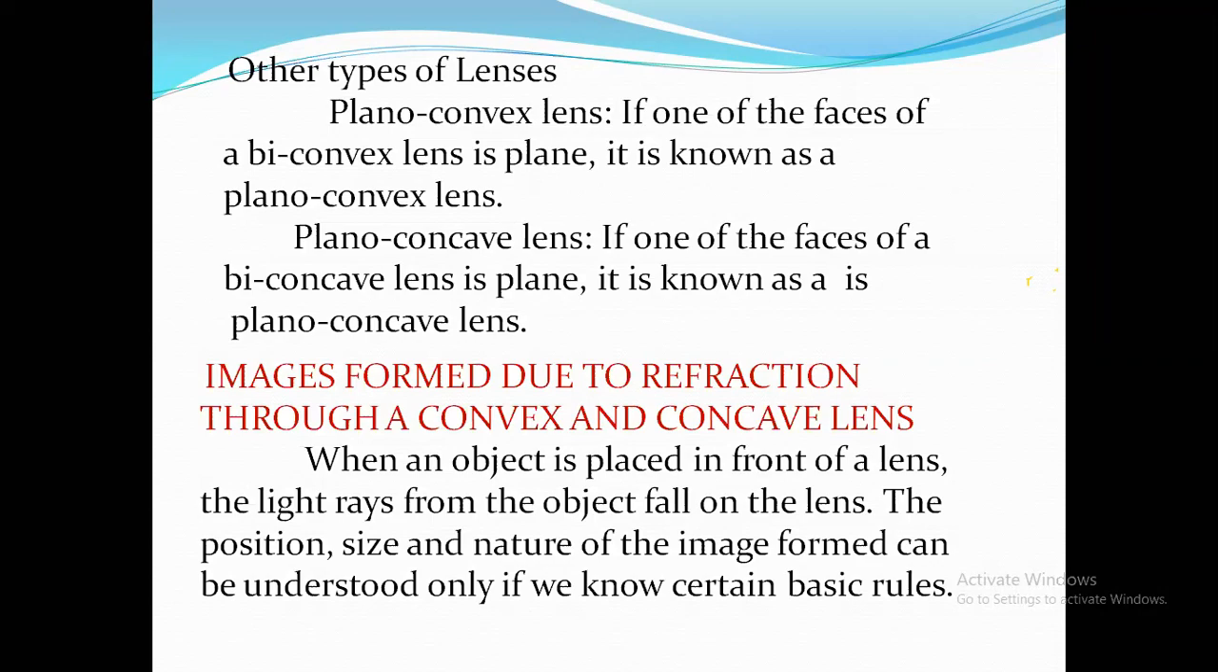We use lenses in specs. What is the use of specs? For seeing the object clearly. Already we know that in the eye there is one lens that converges the rays from the object and forms the image on the retina. Only then can we see the object. This is the work of the eye.